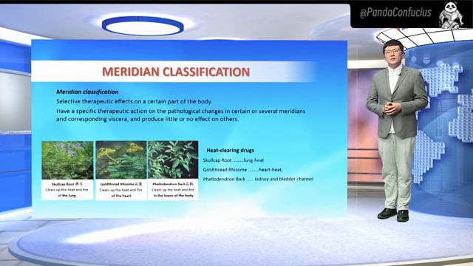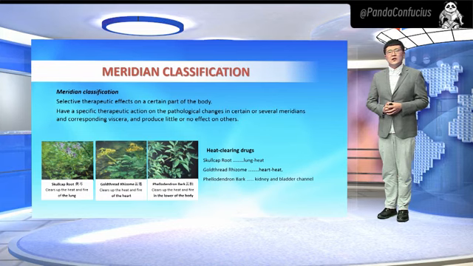Meridian classification refers to a drug's selective therapeutic effects on a certain part of the body. A drug may have a specific therapeutic action on the pathological changes in certain or several meridians and corresponding viscera, and produce little or no effect on others.